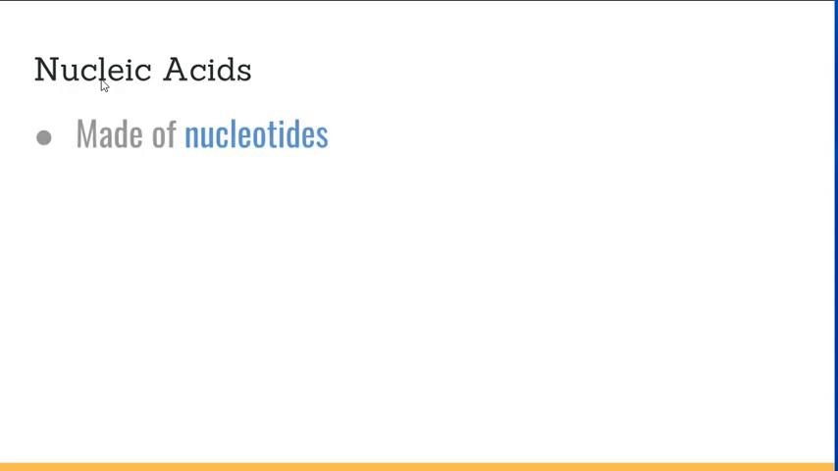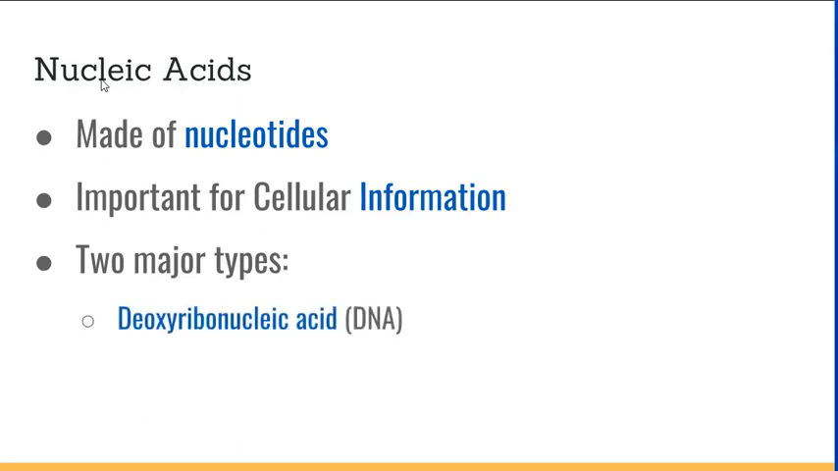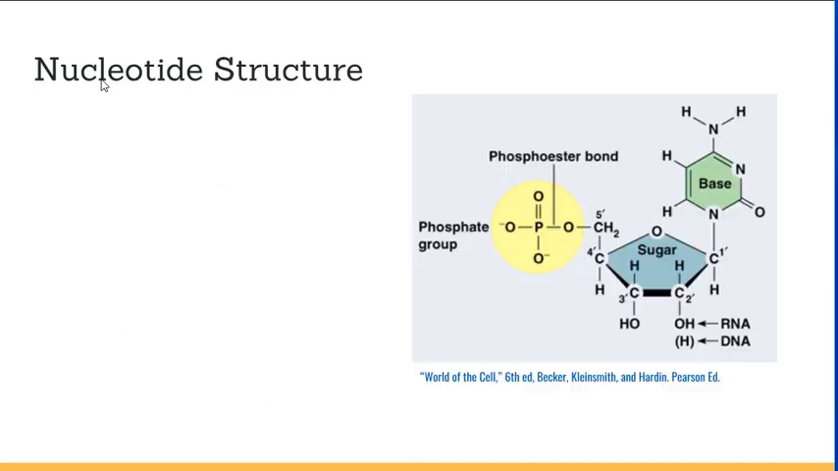Nucleic acids are large polymers made of repeating monomer subunits called nucleotides. Nucleic acids are important for transferring cellular information. The specific uses of the nucleic acids will be better covered later in the semester. Overall, there are two major types of nucleic acids. These include deoxyribonucleic acid, or DNA, and ribonucleic acid, or RNA.